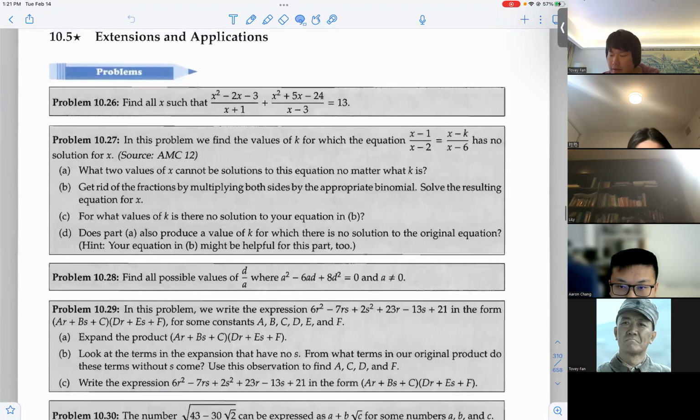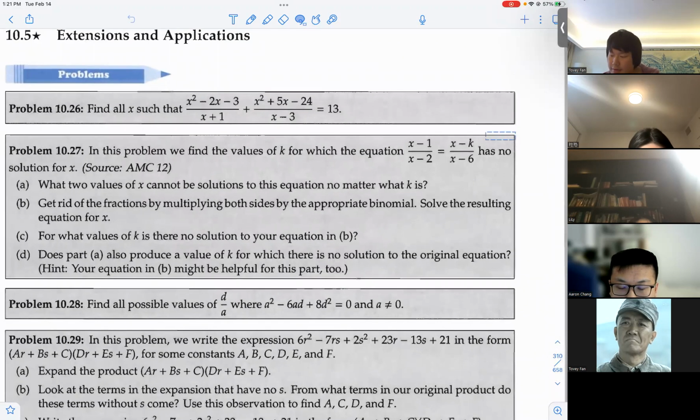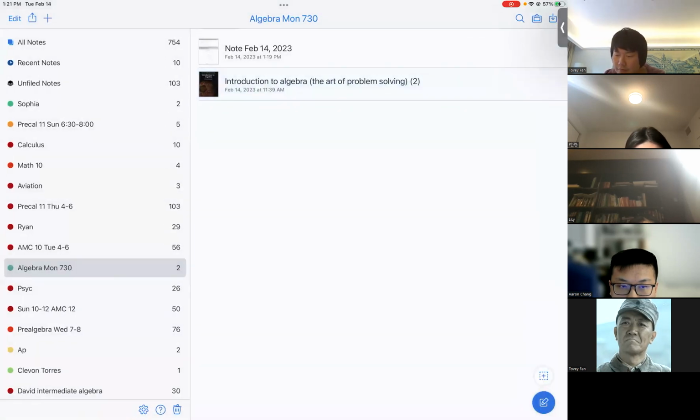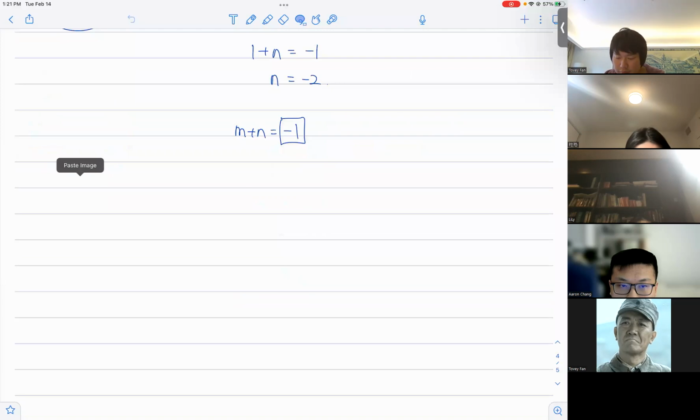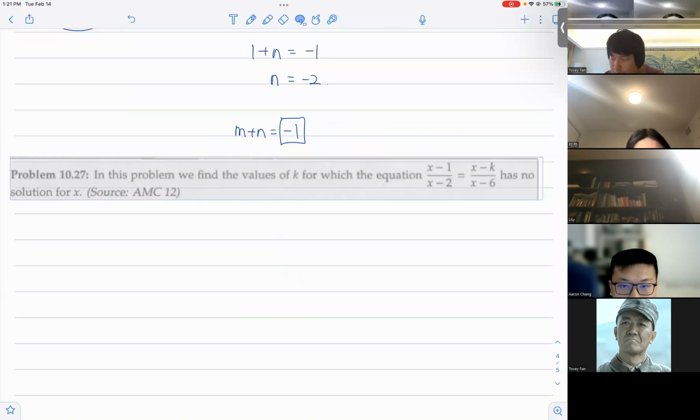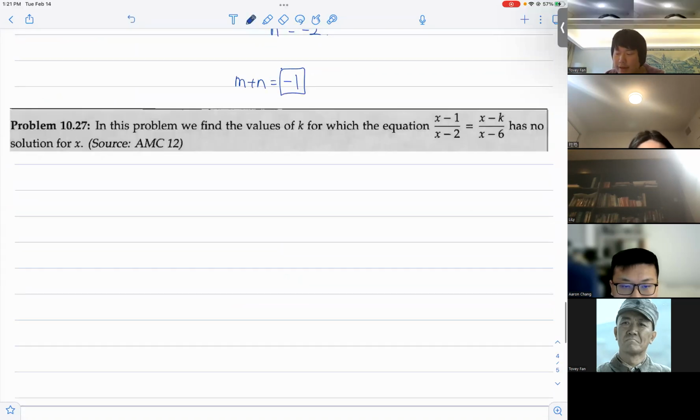Well, next thing we have this. So AMC 12 probably gonna have a look. What values of k will make this equation have no solution? So solutionless, right? So the case here. How do we do this? Any idea?